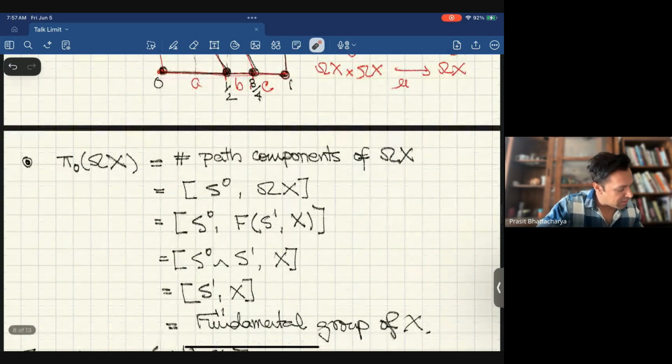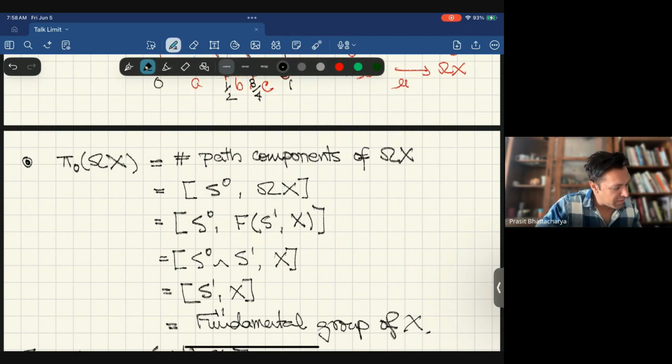So now you can think of loop of X as functions from S1 to X, and it turns out that there is something called loop suspension. There is an adjunction which allows you to push. I don't know if you have seen this for sets. Let me tell you the kind of idea I'm going to use.